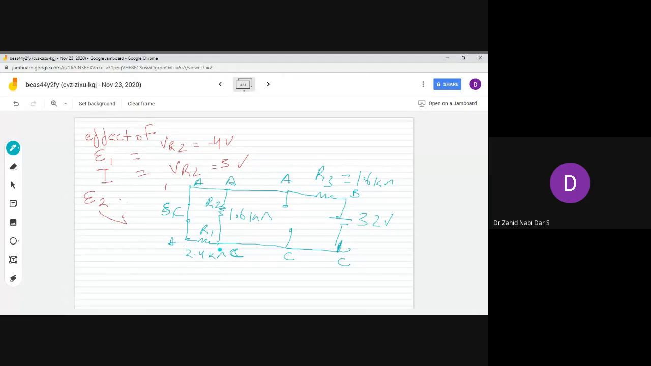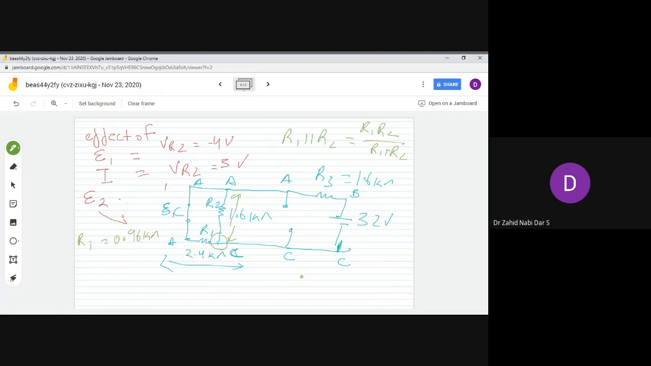Now you can see A and C, down here A and C, and up there A and C. So A and C are the common points, which means R1 and R2 are in parallel. So you can replace R1 by 2.4 and 1.6 in parallel: 1 by 2.4 plus 1 by 1.6, or you can write R1 into R2 over R1 plus R2, which you have studied in elementary physics. You can put the values, and your value of R total would be around 0.96 kilo ohm.